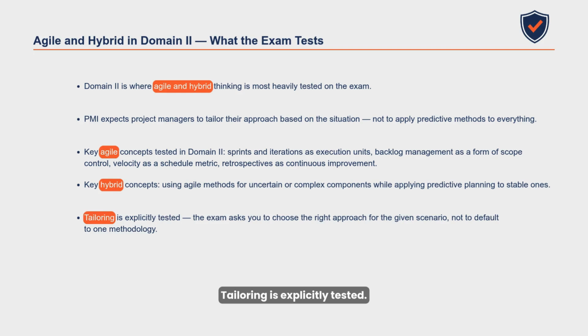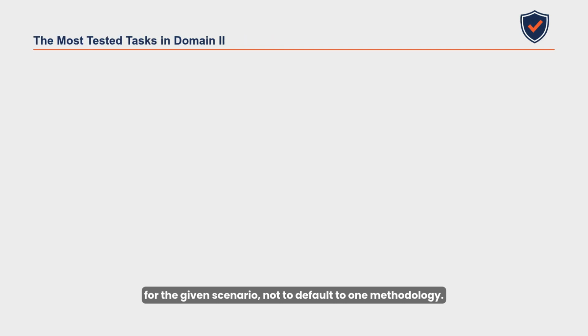Tailoring is explicitly tested. The exam asks you to choose the right approach for the given scenario, not to default to one methodology. Not all 17 tasks are tested equally. Based on the exam content outline, 5 tasks generate the highest question volume.